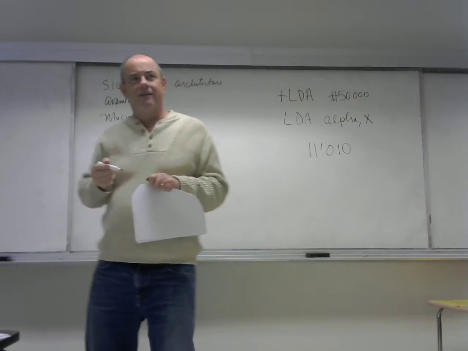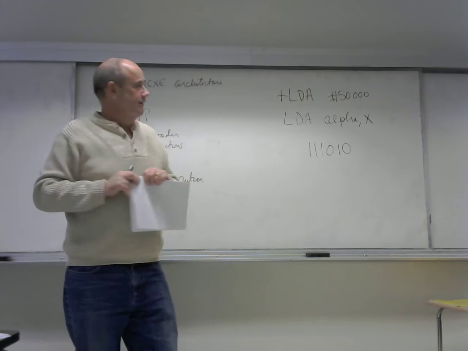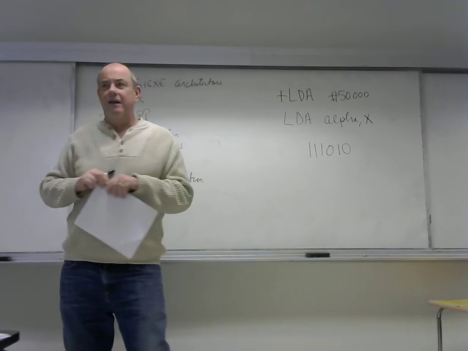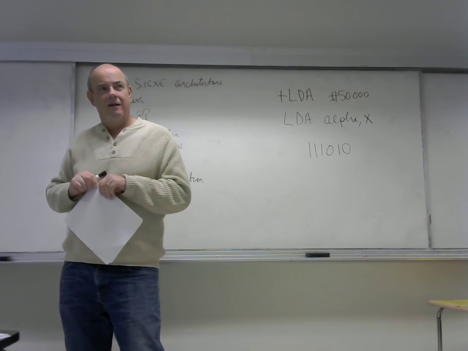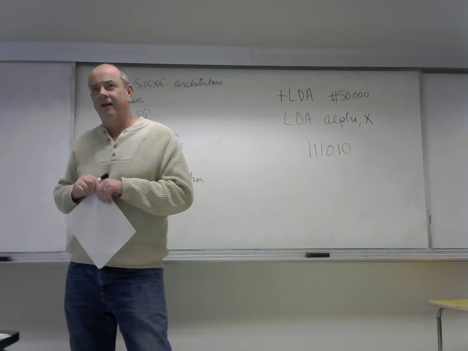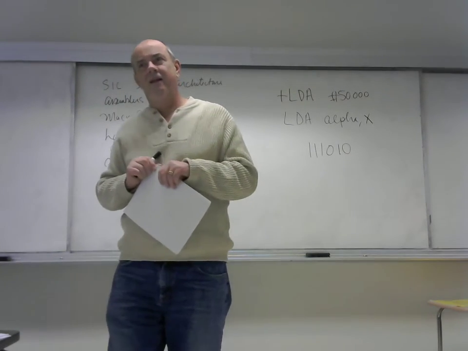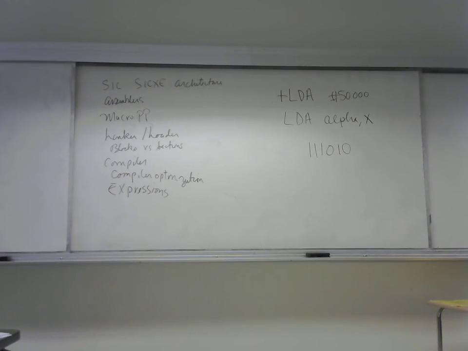Is that legal? Can you have an immediate value larger than a 12-bit space? Can I put 50,000 in register A? What's the range of values with 12 bits? It's minus 2048 up to 2047.